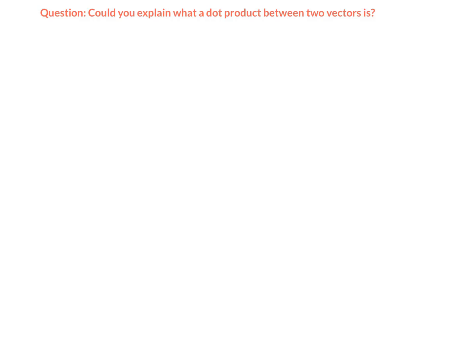The question that I have is, could you explain what a dot product between two vectors is? Let me give you a little background on why we even bother with the idea of what is called the dot product. Let's say we have two vectors, vector A and vector B, both of which are acting at this point right here. Both of these vectors lie on this two-dimensional plane, the xy plane.